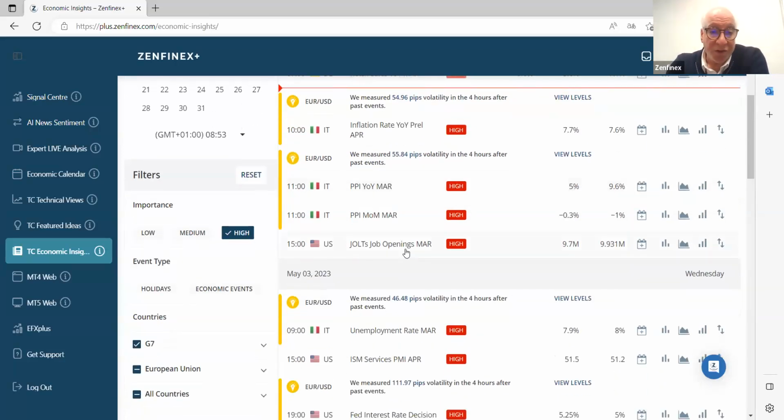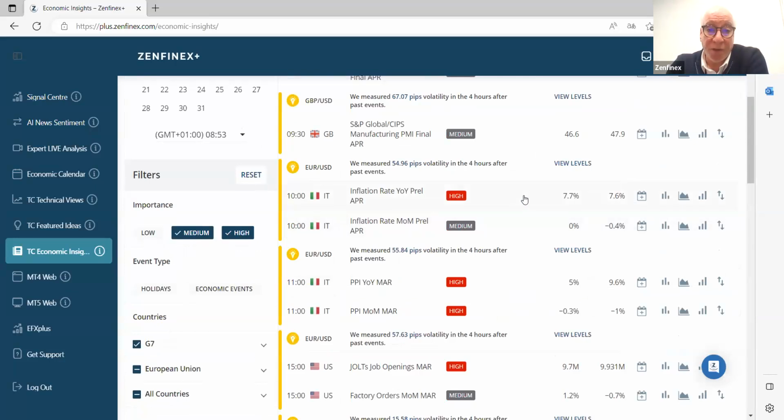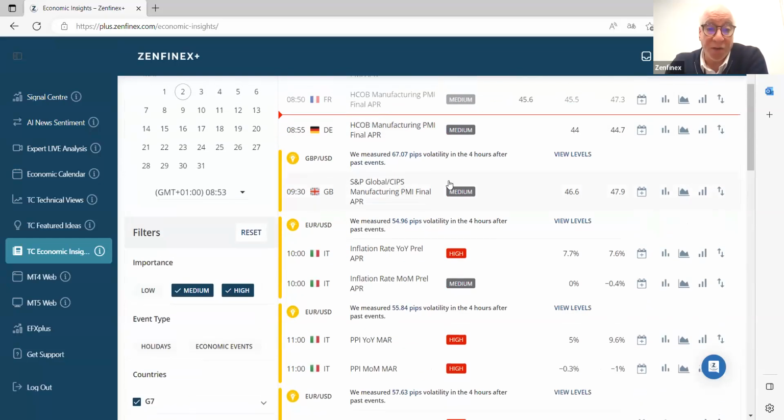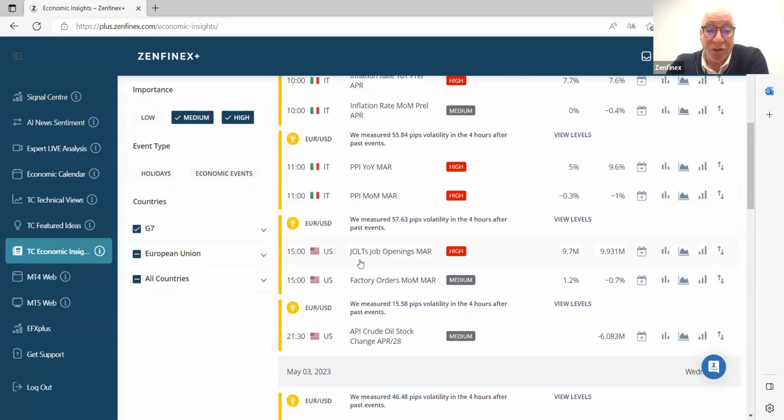And you can glance down for tomorrow. And if it's not just the high ones, I would put medium and high, because it will give you a lot more opportunity. For example, at 9:30, we've got some manufacturing PMI numbers coming out, obviously going to affect the British pound. Some Italian numbers, which could have an effect on the euro dollar. And then later on at 3 o'clock, we've got some job opening numbers.